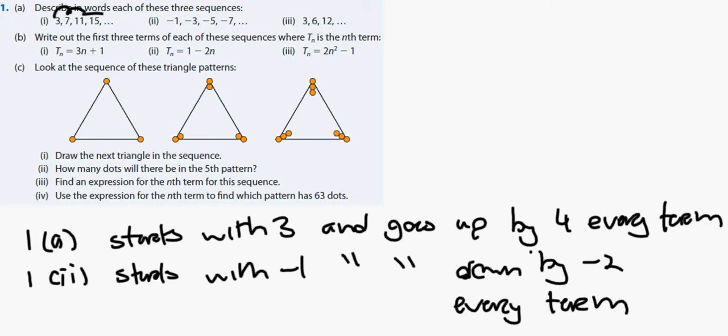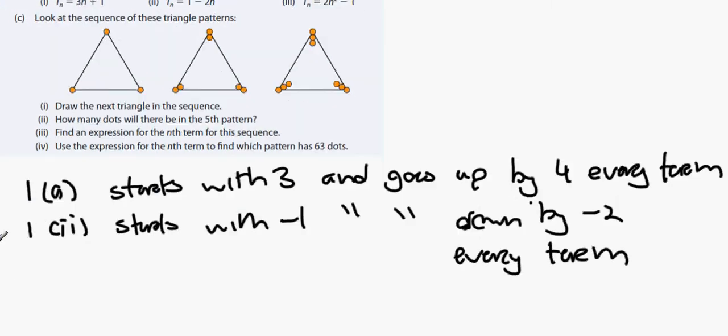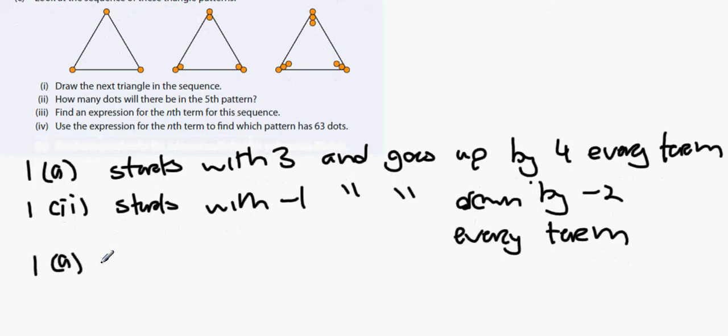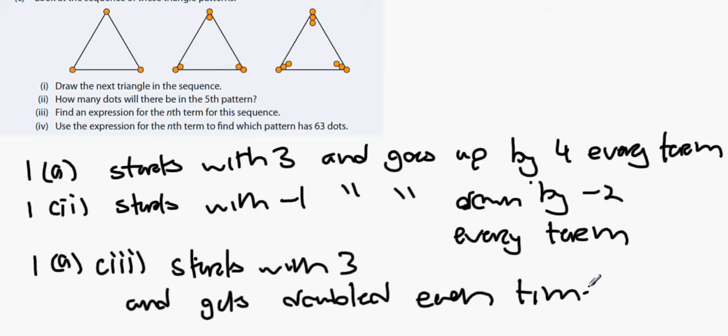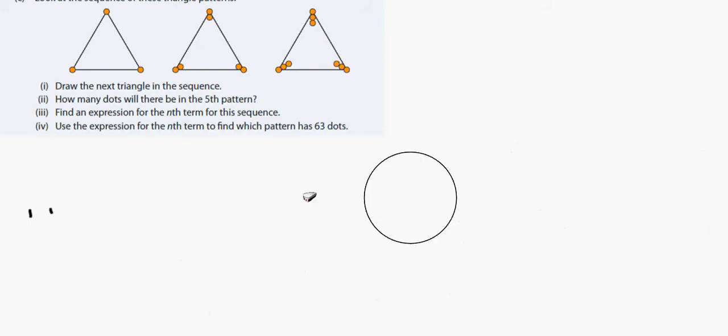Okay, 1A part 3 is going up 3, then it gets doubled. It's getting doubled every time, okay? So we can see 1A part 3 starts with 3 and gets doubled every time. Doubled each time. Okay, that's that part done.